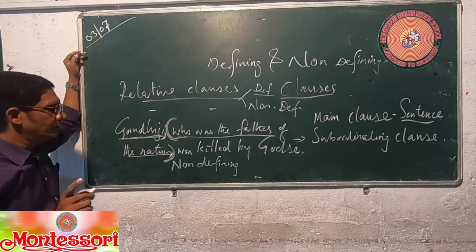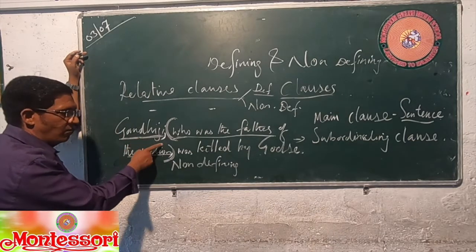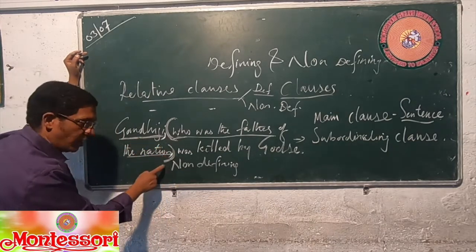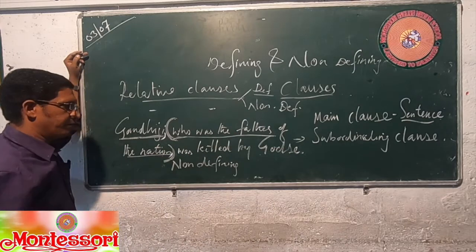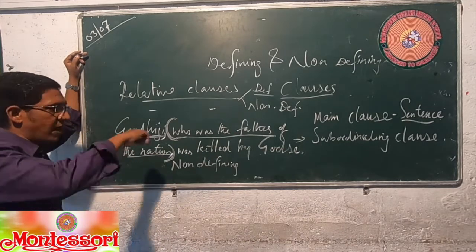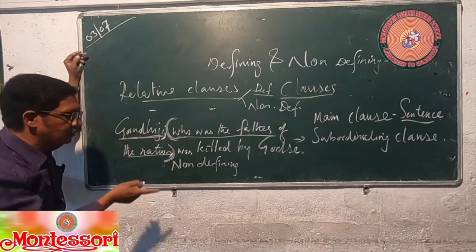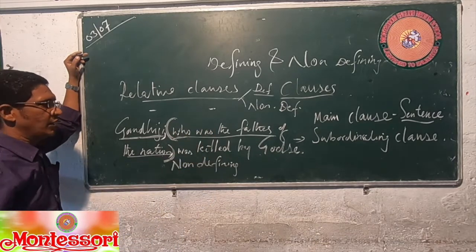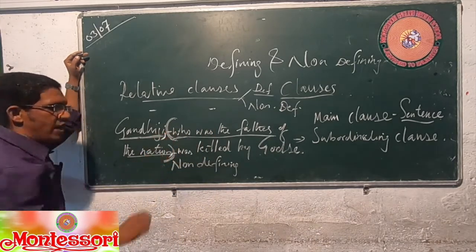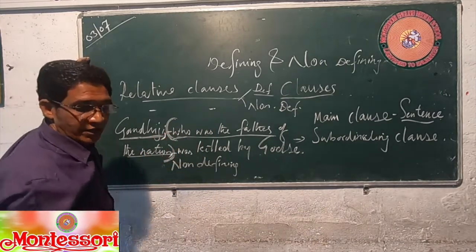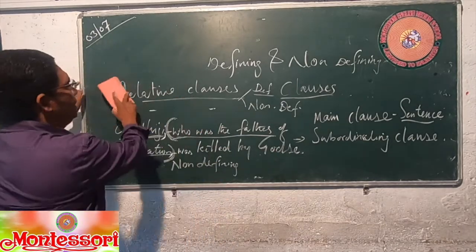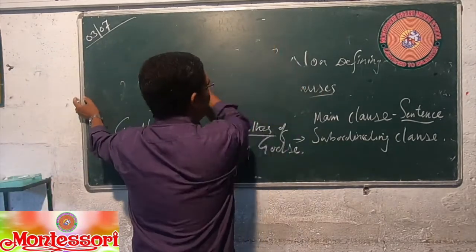Got the point? "Gandhiji, who was the father of the nation, was killed by Godse." Or "Gandhiji (who was the father of the nation) was killed by Godse." Or you can keep a hyphen here and read. Whereas a defining clause is very important to understand the subject.